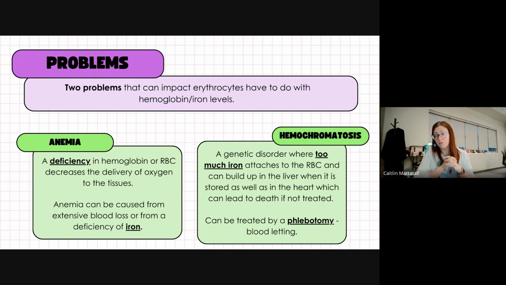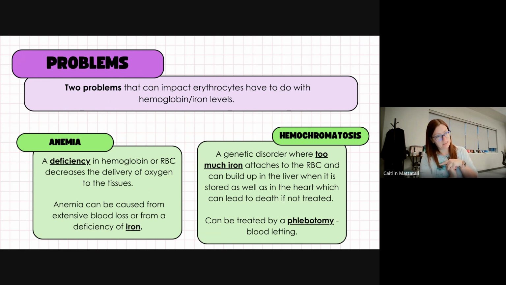So if you do suffer from anemia, it's a relatively easy fix. You can eat more food with iron in it, so you can have more spinach, more red meat. And if it's severe enough, you may have to go on some iron supplements. So you literally just take a pill of iron, and then that usually helps to raise those iron levels back up.